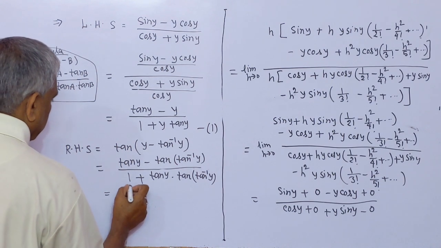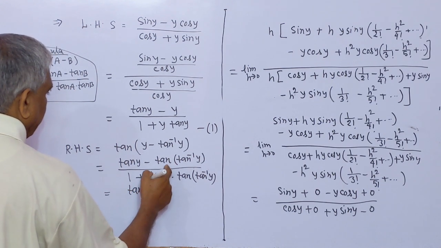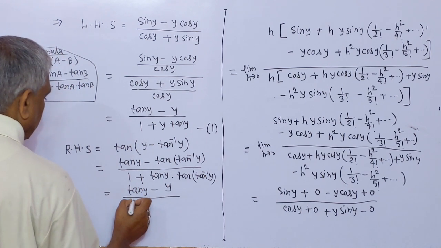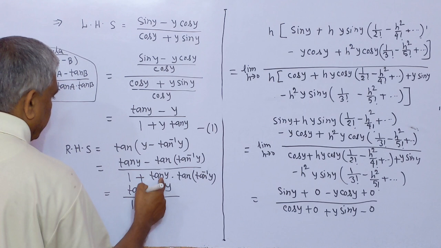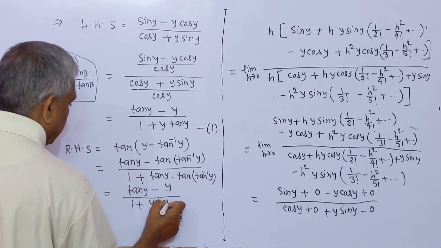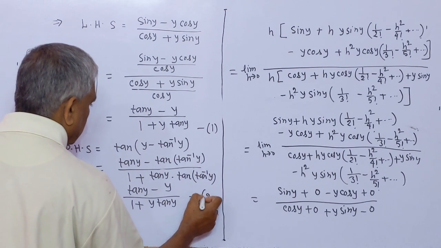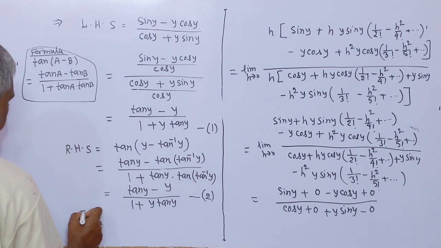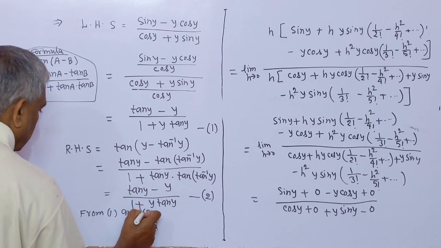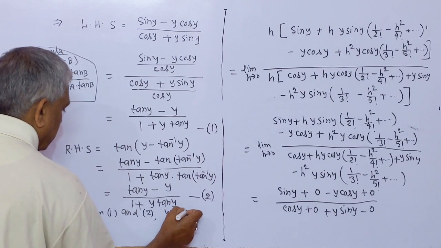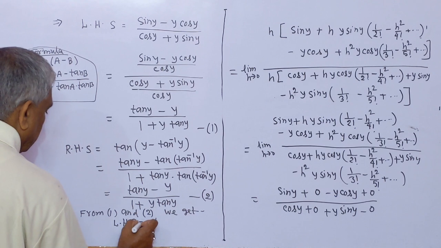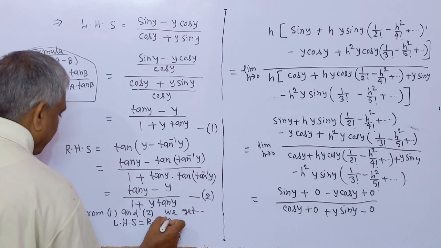So this is equal to tan y. Here tan inverse y means y by 1 plus tan y. Here tan inverse y is y. Y tan y. This is number 2. From 1 and 2 we get left hand side equal to right hand side. Proved.